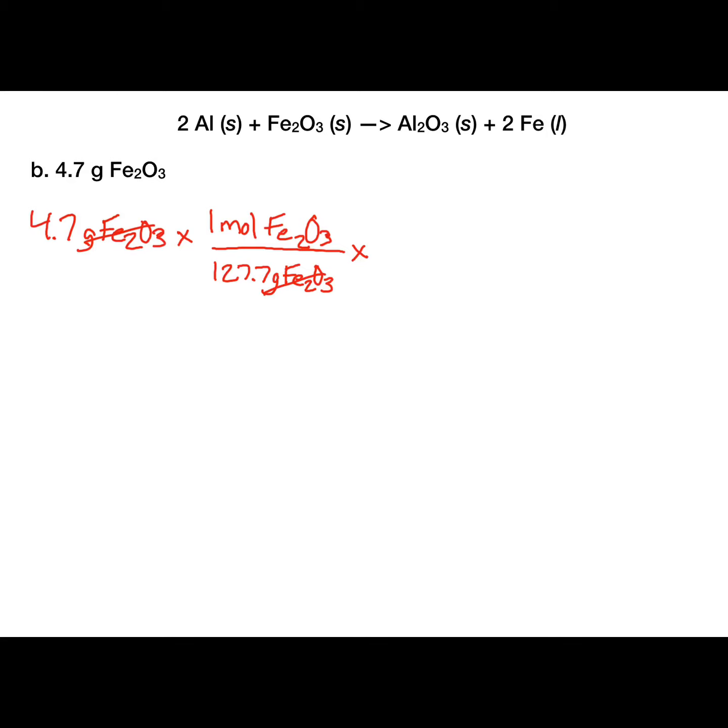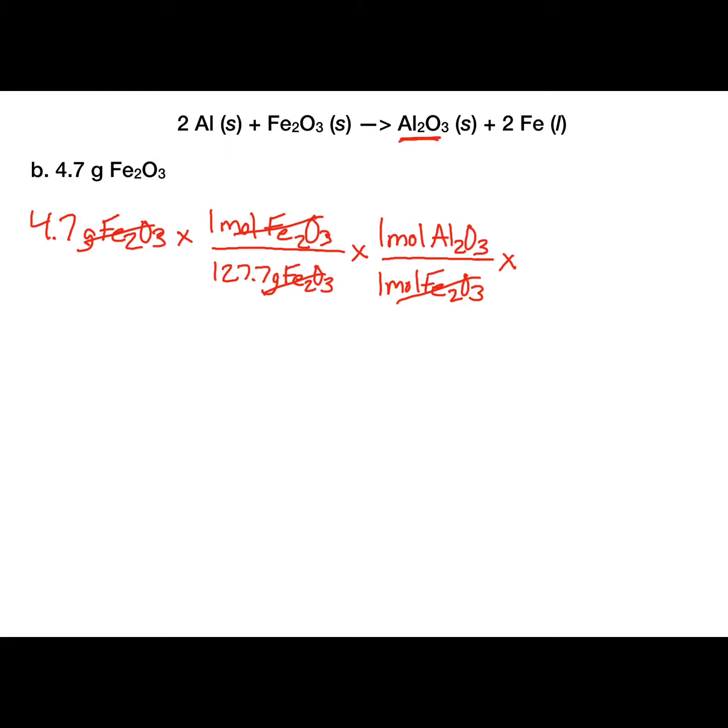Now we have moles of our iron 3 oxide. Now we use our chemical equation, and you will see that there's 1 mole of our iron 3 oxide for every 1 mole of our aluminum oxide. So we have 1 mole of our aluminum oxide to 1 mole of our iron 3 oxide. Okay, our moles cancel out. Now we have moles of aluminum oxide. So now we need to convert this into grams.